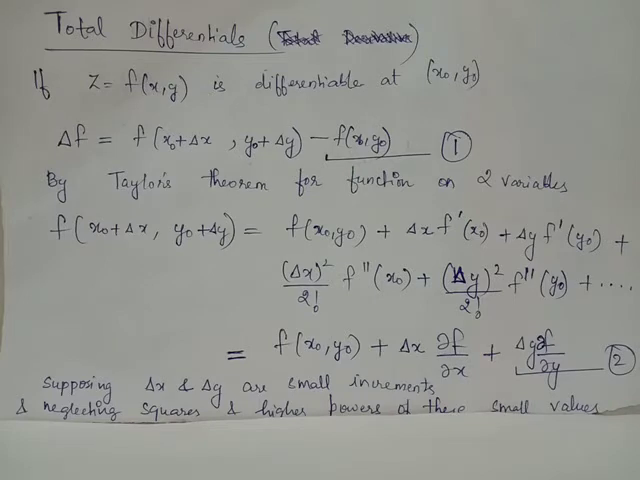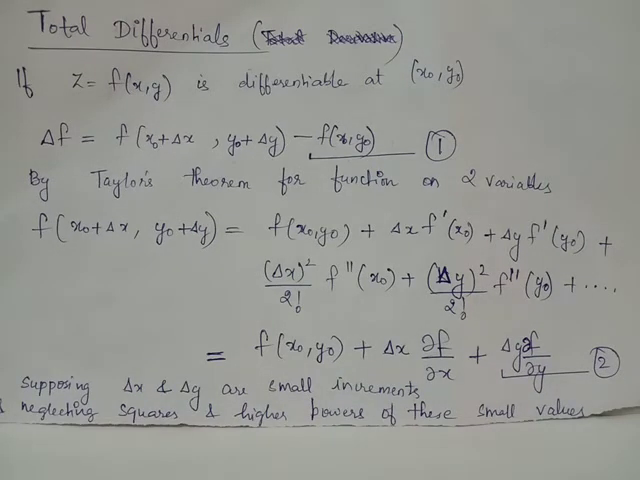Since delta x and delta y are themselves small values, we can neglect squares and higher powers of these small values, and thus neglecting the negligible values, we obtain RHS as f of x0 y0 plus delta x dou f by dou x plus delta y dou f by dou y, where dou f by dou x is evaluated at point x equals x0 and dou f by dou y is evaluated at y equals y0. In RHS of equation 2, we can give x equals x0 and y equals y0 wherever x and y appear.